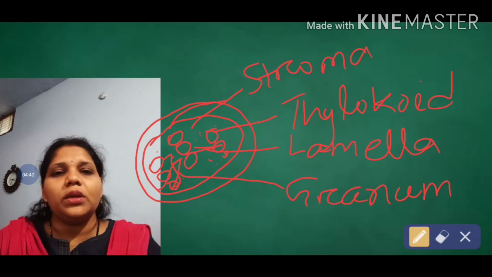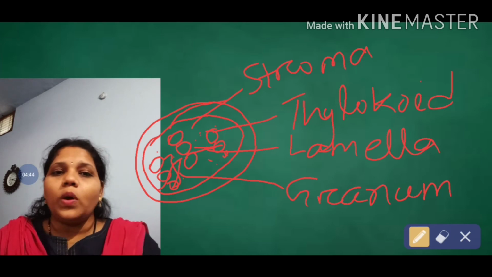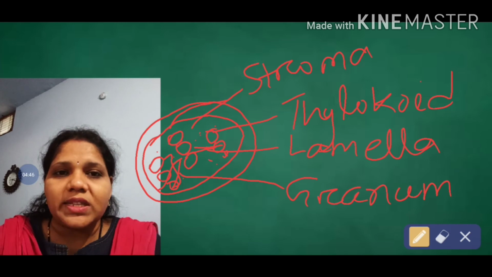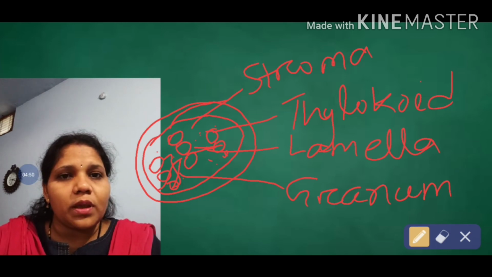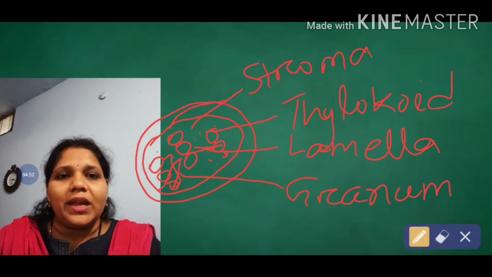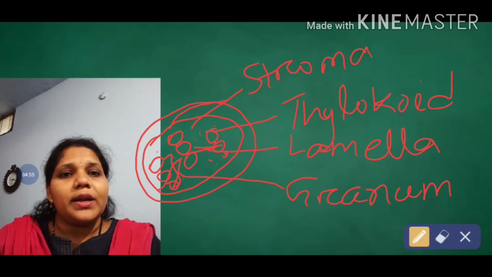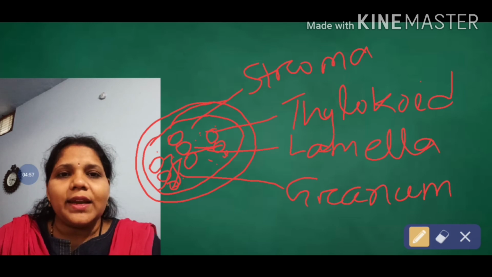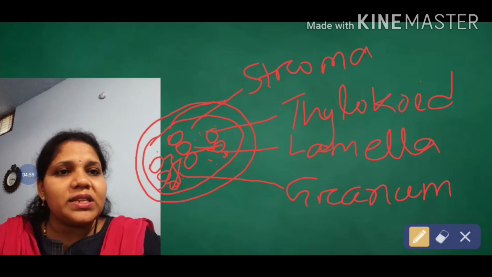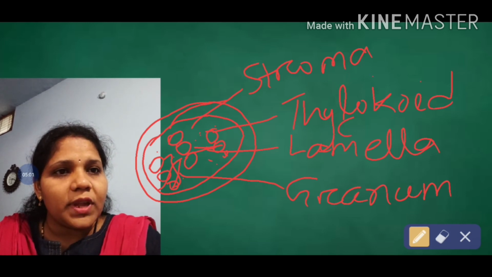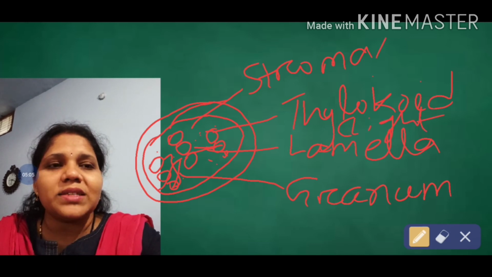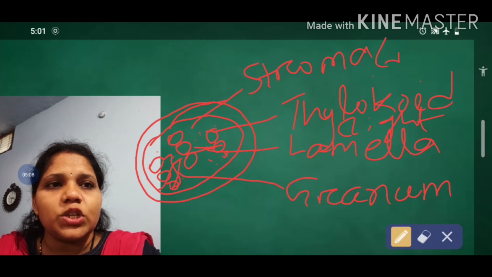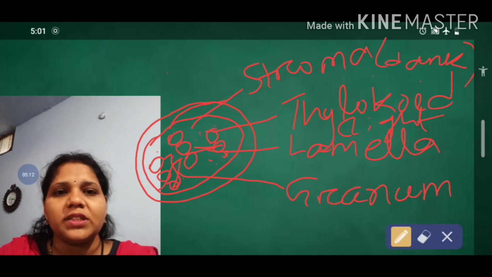And one more important thing: we know that there are two types of reaction in photosynthesis, which we will read in our next videos. The first reaction is your light reaction and the other reaction is your dark reaction. Generally, the light reaction takes place in the thylakoid, and the dark reaction takes place in the stroma.